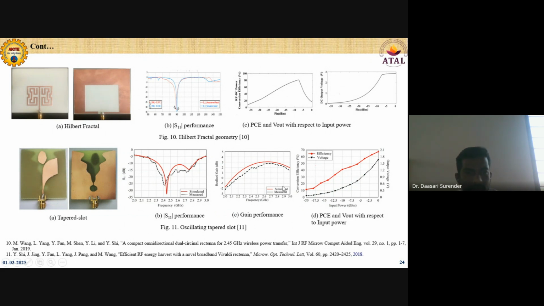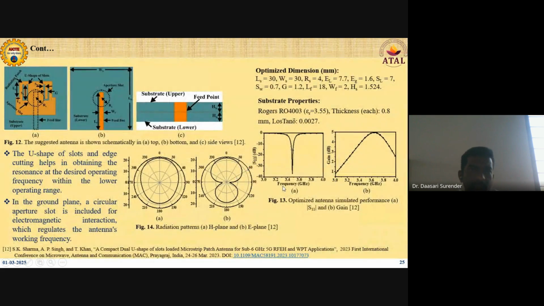But the thing is, as the size of the antenna decreases, the gain of the antenna decreases in most of the cases, not every time. So in most of the cases we observe that the size of the antenna mainly affects the gain of the antenna. So this is the challenging task in designing the antenna for the rectenna system. Designing a compact antenna with high gain is highly essential for rectenna applications.